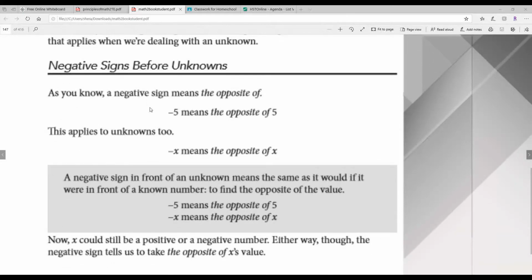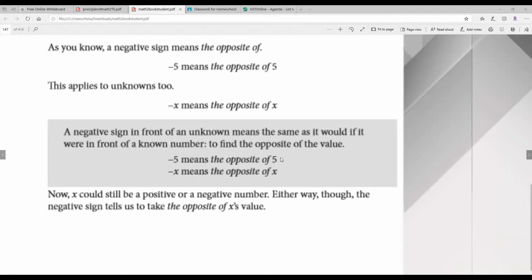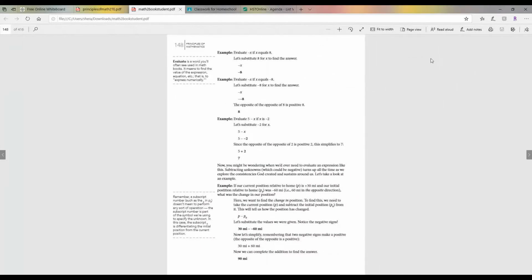Now, as you know, a negative sign means the opposite of. So negative 5 means the opposite of 5. This applies to unknowns too. Negative x means the opposite of x. A negative sign in front of an unknown means the same as it would if it were in front of a known number: to find the opposite of the value. Okay? Now, x could still be a positive or a negative number. Either way, though, the negative sign tells us to take the opposite of x's value. All right, let's turn the page.